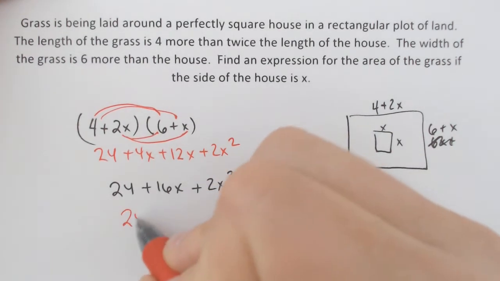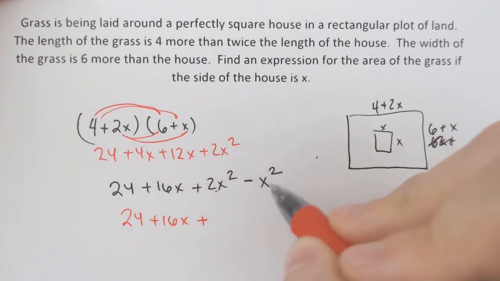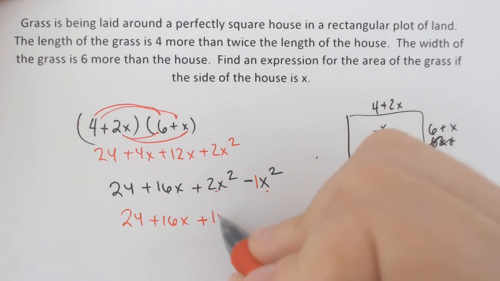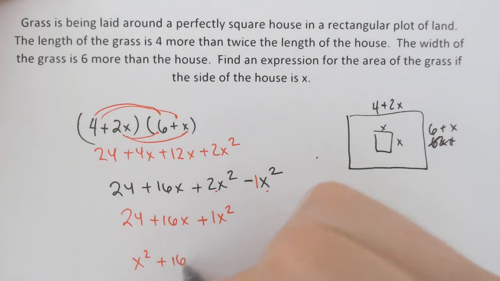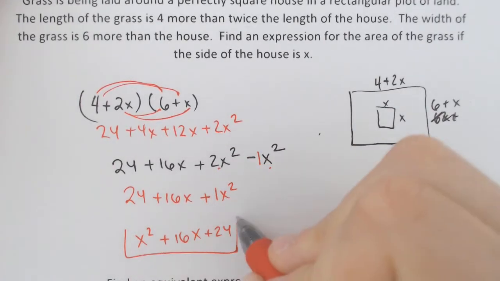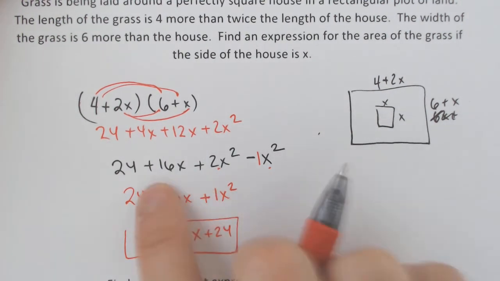If you do that, you get 24 plus 16x plus 2x squared minus 1x squared, which is 1x squared. And in most cases, somebody would appreciate it if you wrote it as x squared, then the 16x, then the 24, rather than the reverse order.